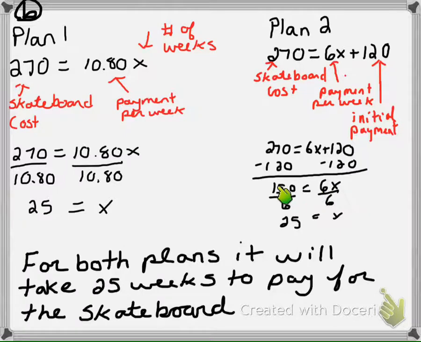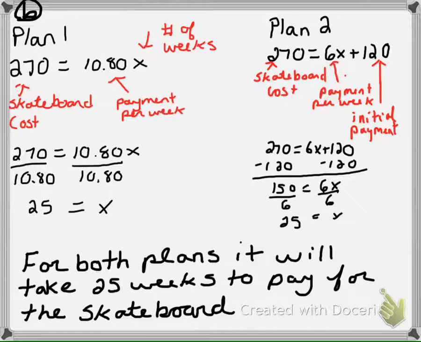Now this is a simple one-step multiplication equation, just like this one was up here. And if I divide by 6 on both sides, x is equal to 25. That means for both plans, it's going to take exactly 25 weeks to pay off the $270 skateboard.